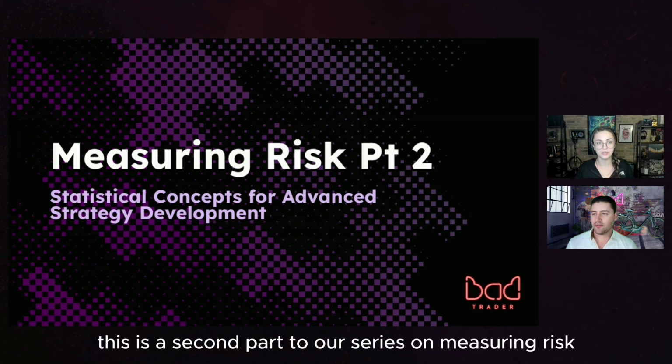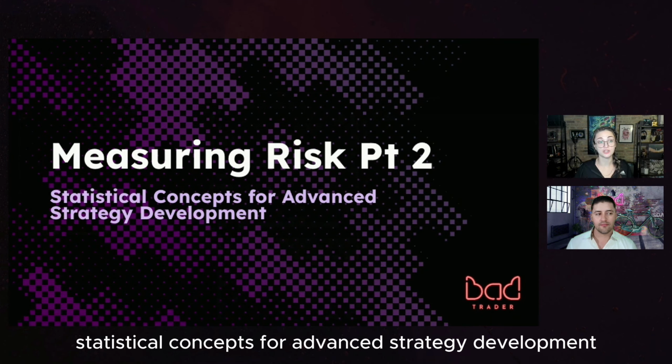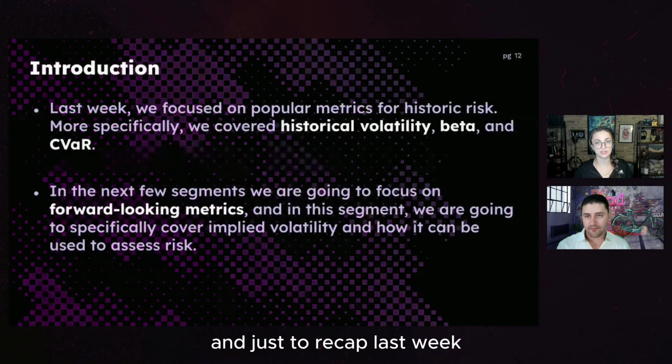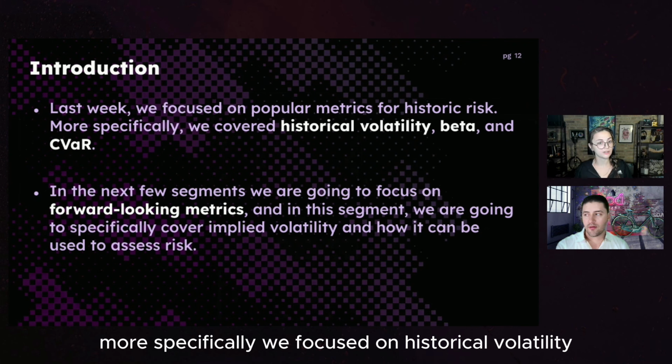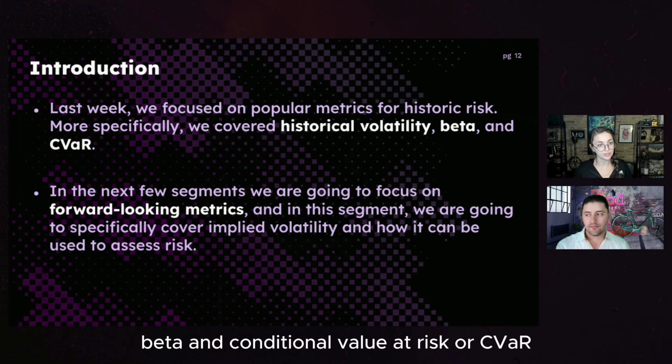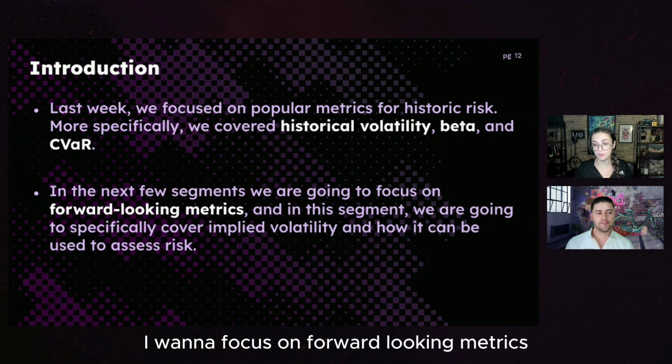This is the second part of our series on measuring risk, statistical concepts for advanced strategy development. Just to recap, last week we focused on popular metrics for historical risk. More specifically, we focused on historical volatility, beta, and conditional value at risk, or CVaR. In the next few segments, I want to focus on forward-looking metrics.